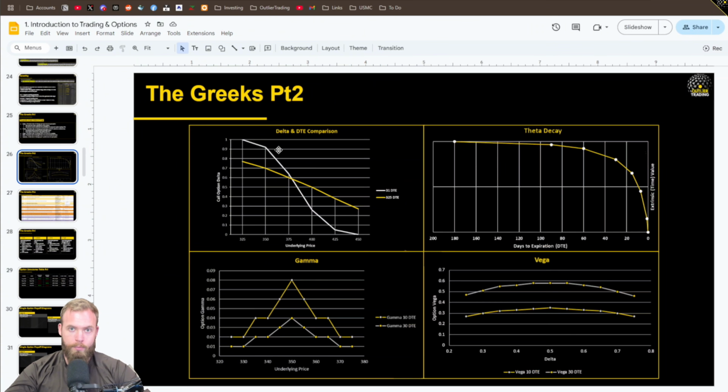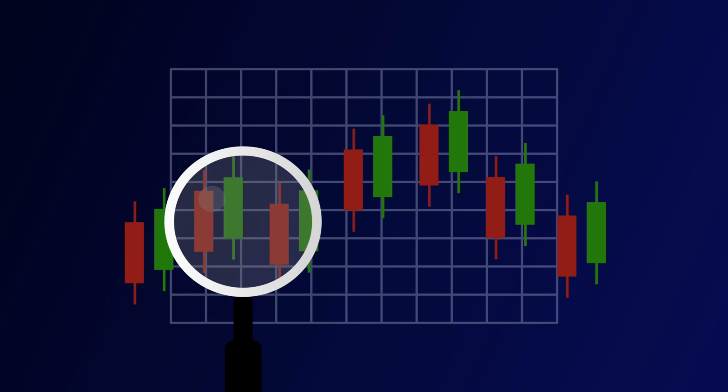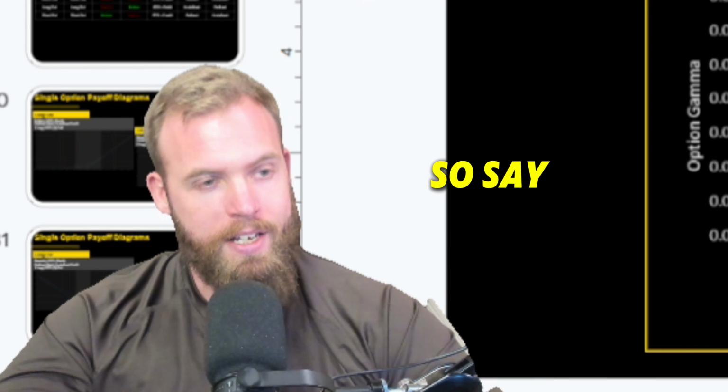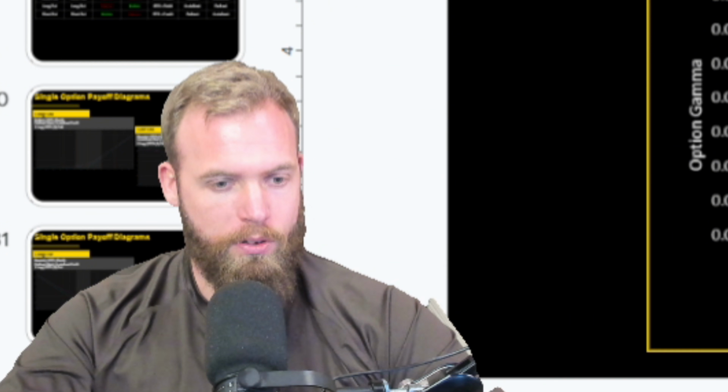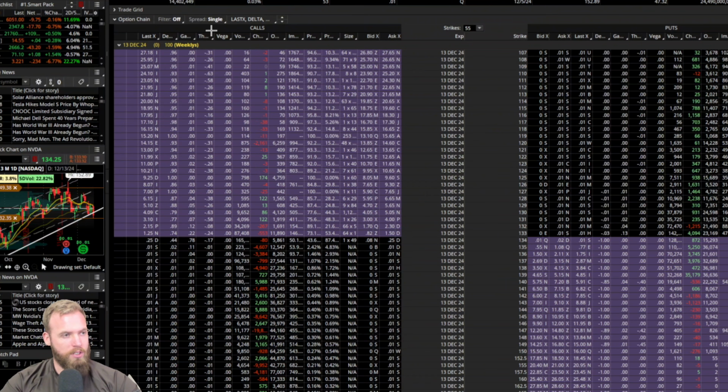This matters a lot because it's going to impact the way that your trades might behave. So say, for example, that we're holding an out of the money option in something like NVIDIA.